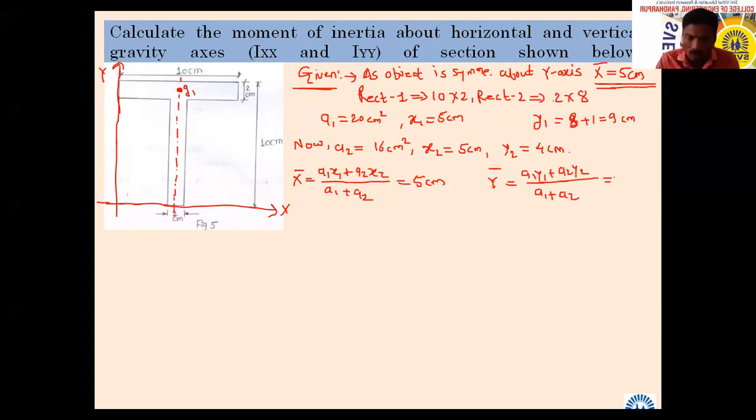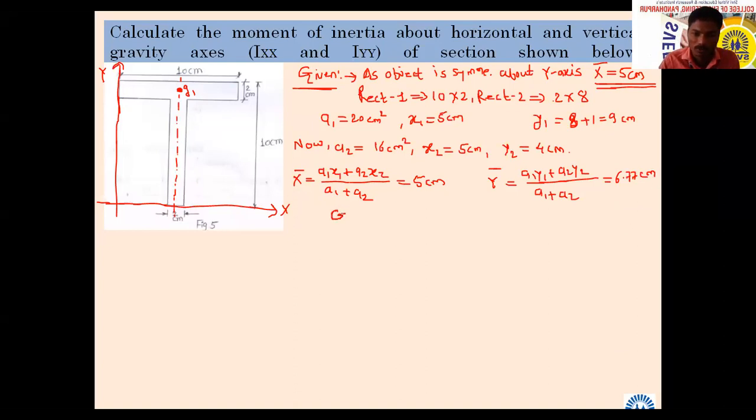How much is it? Or do I have to calculate? $6.77. Yes, sir. 6.77. Okay, 6.77 centimeter. So this we found.